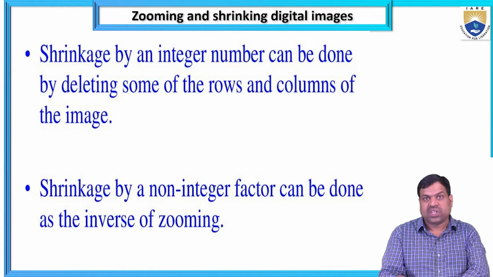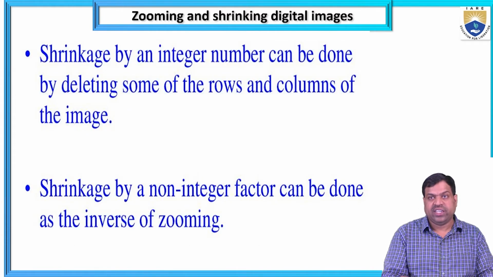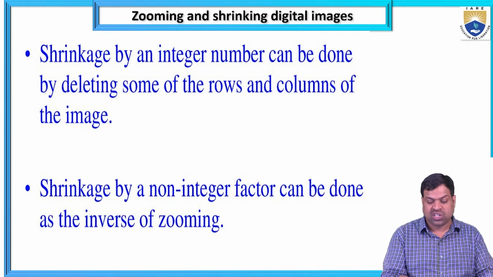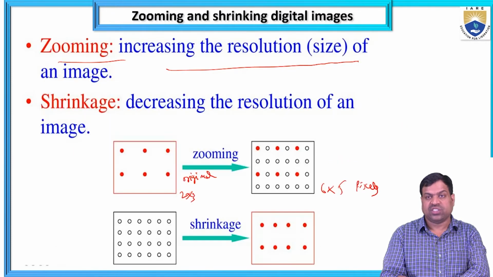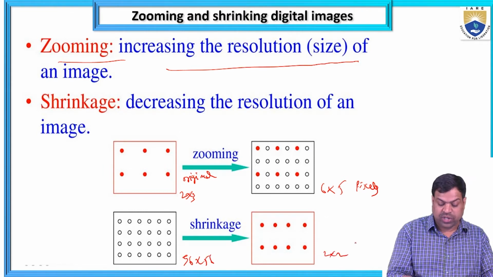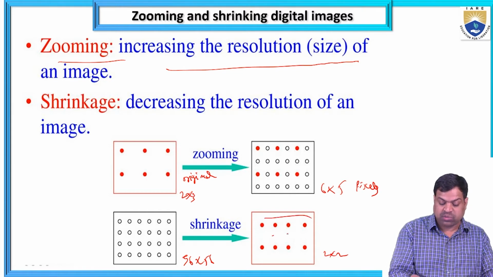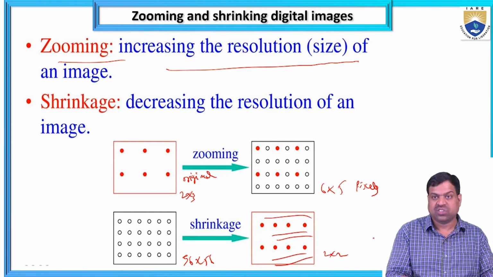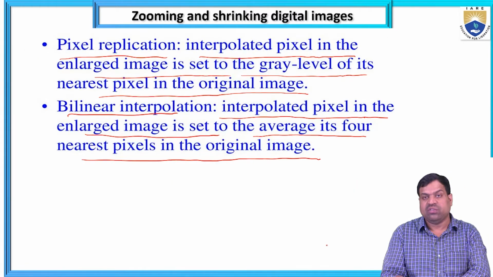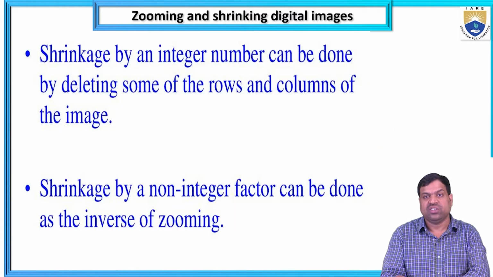Shrinkage by an integer number can be done by deleting some of the rows and columns of the image. When I am going for the shrinkage, see here, what is the size here, 56 into 56 for example, but here I am taking a 2 by 2 example. So what gaps are there now? I have no need of these gaps, so we have to reduce the size. We are reducing these gaps, which means we are reducing the size.